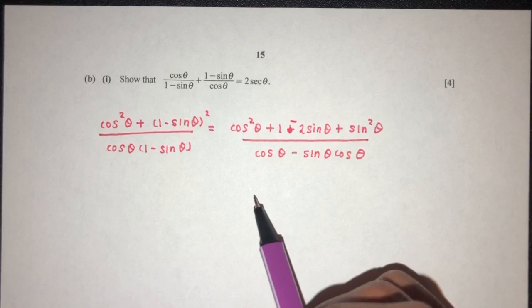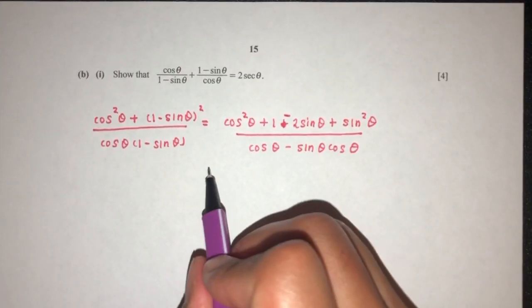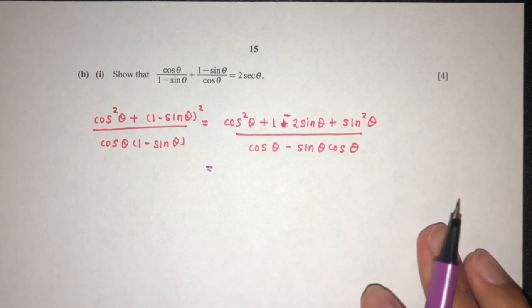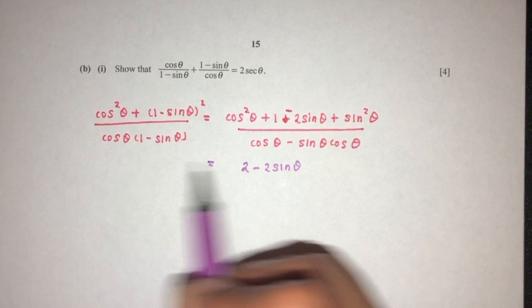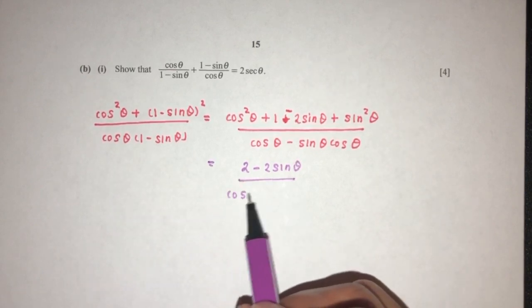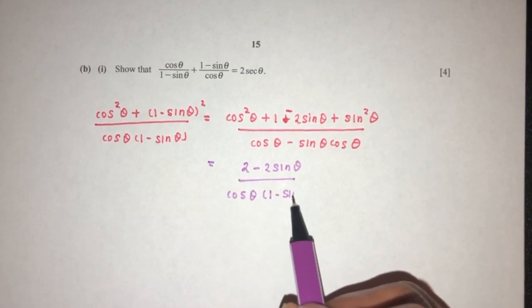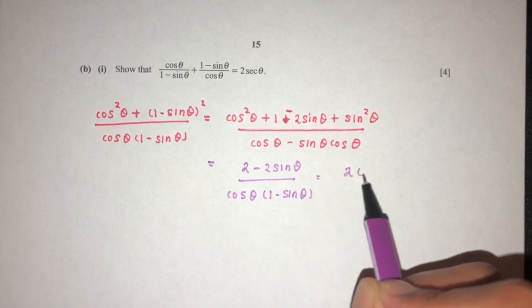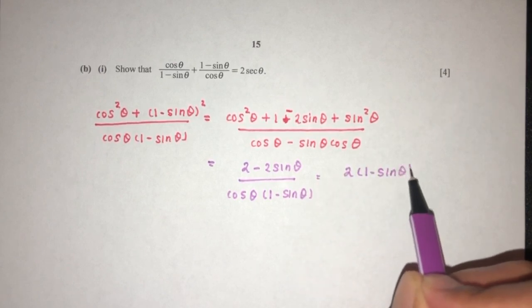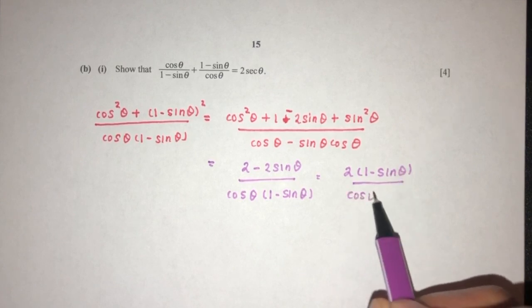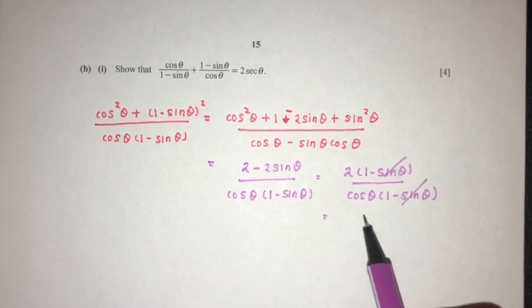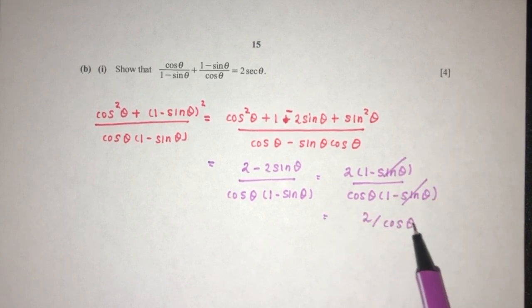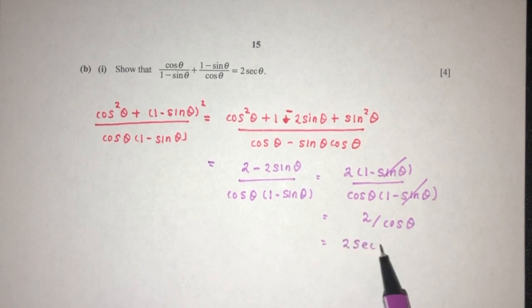So at first here we have this. What is cos square theta plus sine square theta? It is 1. 1 plus 1 is 2. So 2 minus 2 sine theta. So let me go back to this one. You will have cos theta, that is 1 minus sine theta. And that will be factorized to 1 minus sine theta over cos theta 1 minus sine theta. This and this will cancel out. You will have 2 divided by cos theta, and that will be 2 sec theta. That is part 1 of your answer.